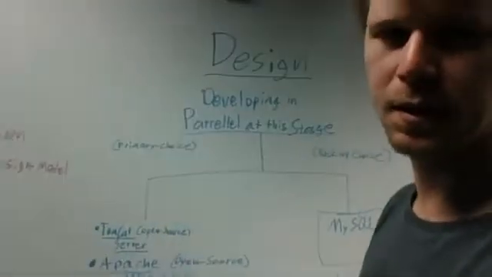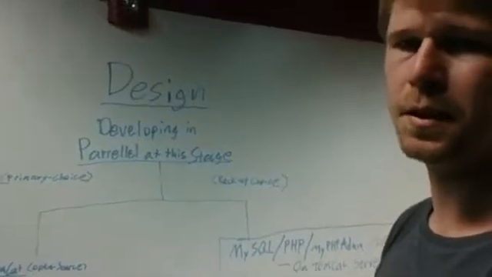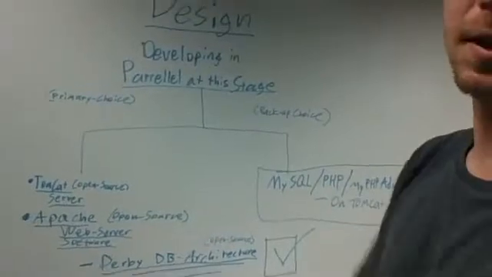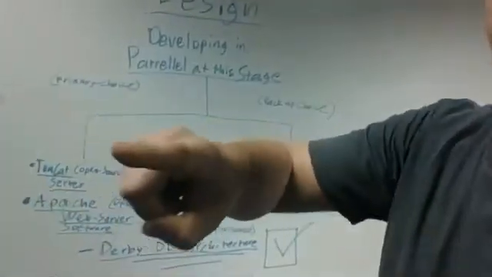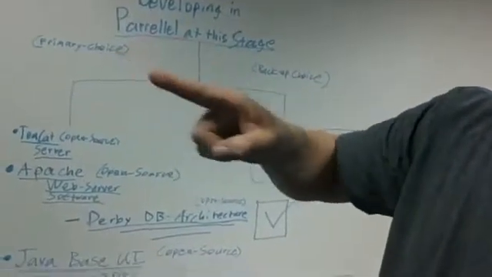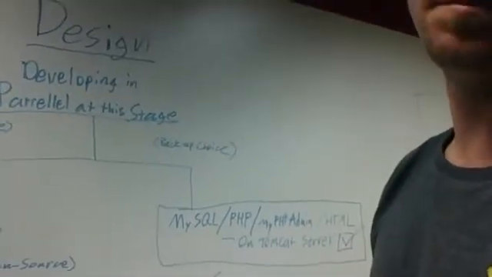Key concepts here, if you can read it: I'm developing basically two database architectures in parallel. One is my primary choice and one is my secondary choice. You see here from the branches, this is the primary choice, and this one back here is the secondary choice. My secondary choice is a combination of MySQL, PHP, phpMyAdmin, HTML, utilizing a Tomcat-based web server, which is an open source web server.